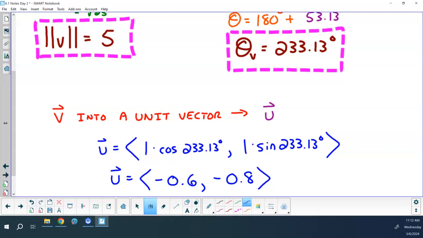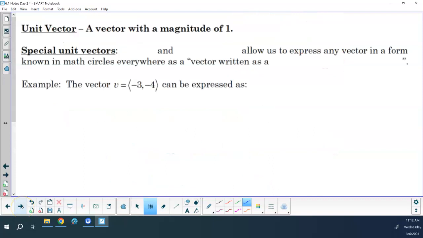And that 0.6 squared is 0.36, 0.8 squared is 0.64, 0.36 plus 0.64 is 1, square root of 1 is 1, so that vector has a length of 1. Okay. All right. Now, there are two special unit vectors out there. The first one is called i. It is the unit vector 1, 0. And the second special unit vector is j. It is 0, 1.